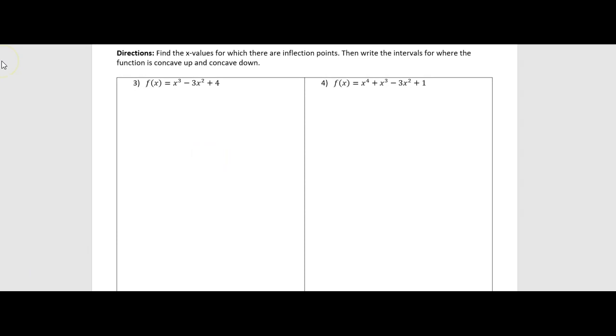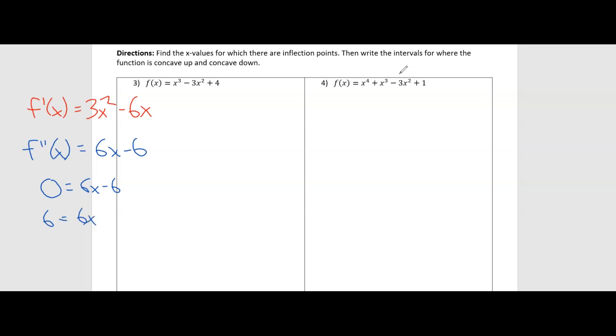All right, so the first thing I need to do is find my second derivative, right? Because that's what we're going to test for concavity and points of inflection. So I'm going to find my first derivative first. It's going to be equal to 3x squared minus 6x. Find my second derivative. It's going to be equal to 6x minus 6. So this second derivative is never going to be undefined because it's just a linear function. And so I'm just going to find out where it's equal to 0. And it looks like it's going to be equal to 0 when x is equal to 1.